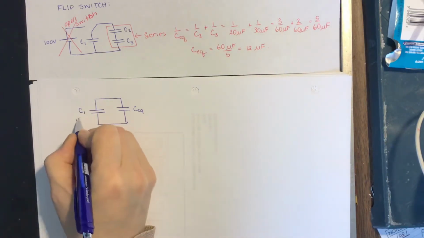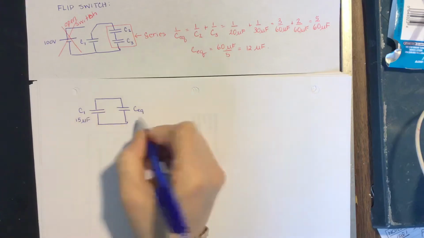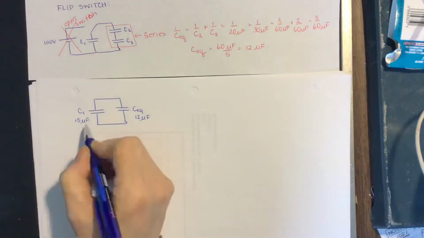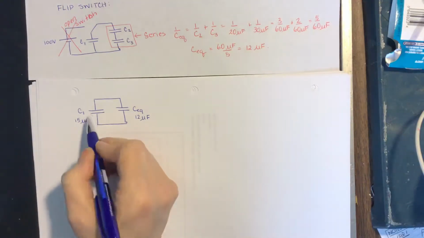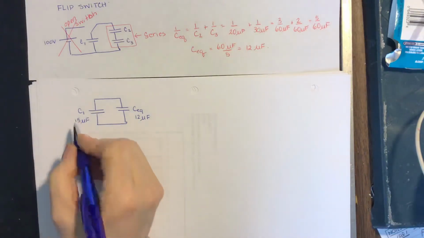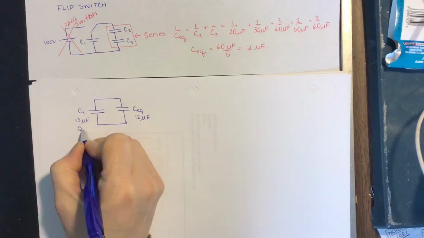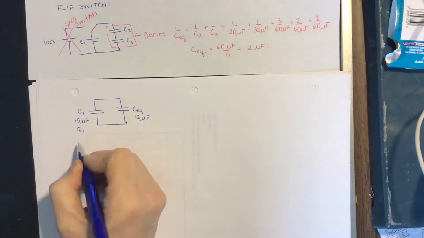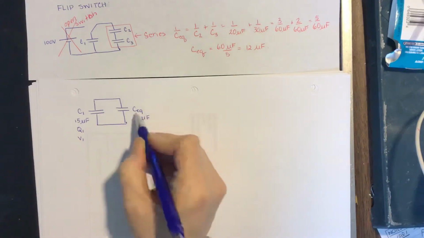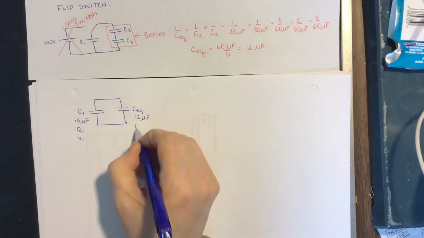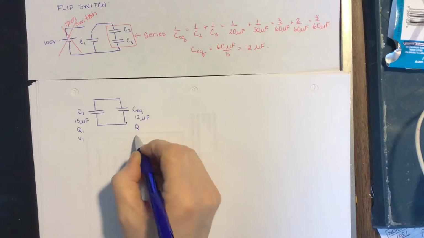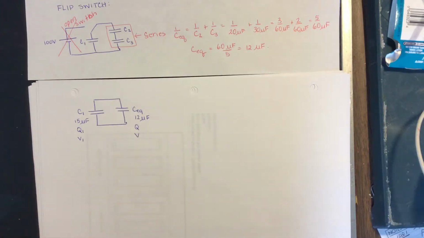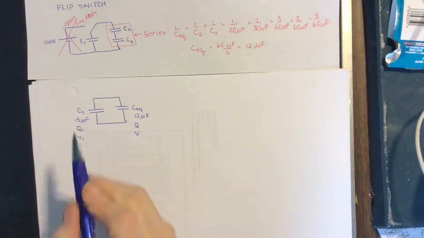C1 is 15 microfarads, that's given in the problem. C equivalent is 12 microfarads, we just figured that out. Capacitor C1, the charge is going to flow, so the charge is going to change. It's going to have a charge, let's call that Q1. It's going to have a potential, let's call that V1. The equivalent capacitor will now get a charge, we'll call that Q, and it will get a potential, let's call that V. What do we know about what's going to happen?